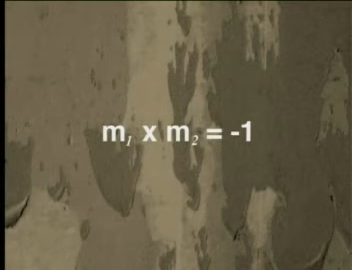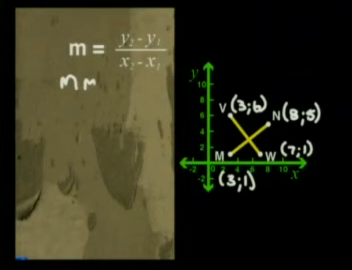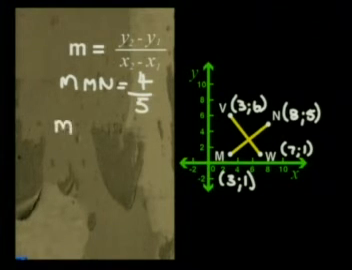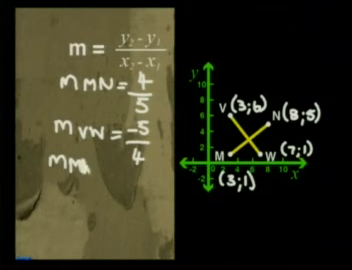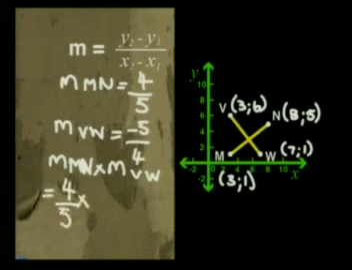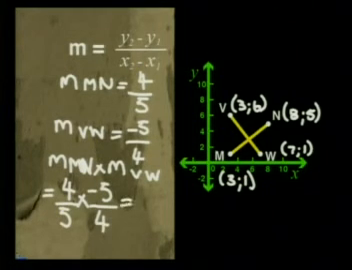Great! What we want to check is this. The product of the gradients of any two perpendicular lines is negative 1. I could write this as m1 times m2 is negative 1. The gradient of line MN is 4 divided by 5, and the gradient of line VW is negative 5 divided by 4. Okay, so now we can multiply these gradients together. This gives me negative 1.